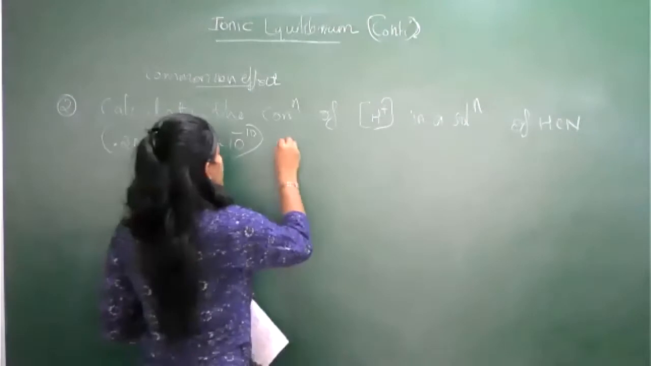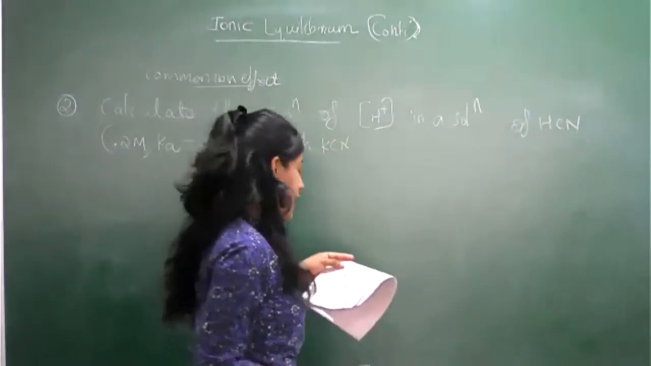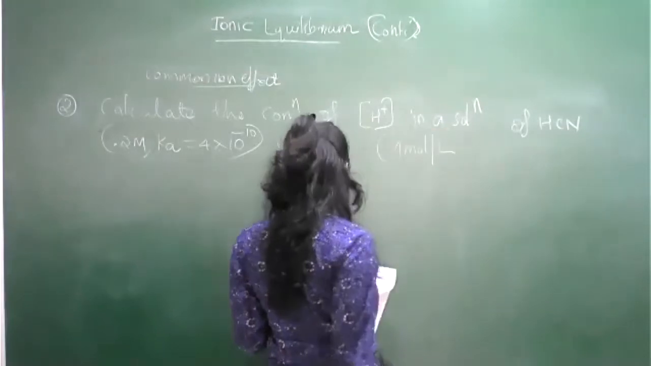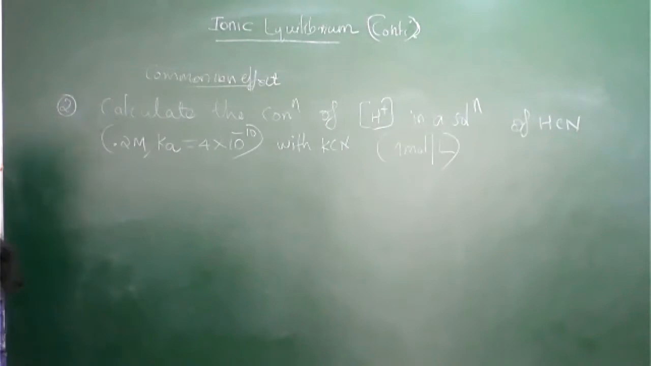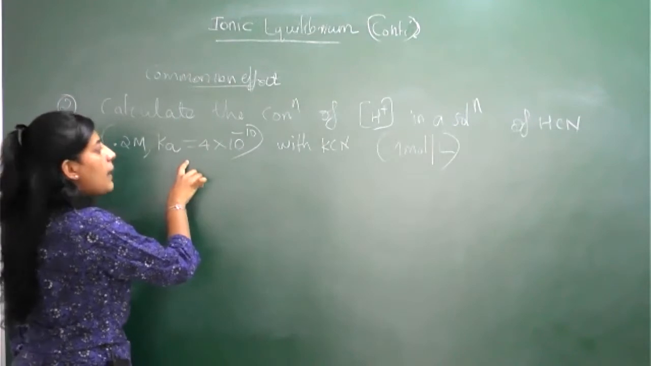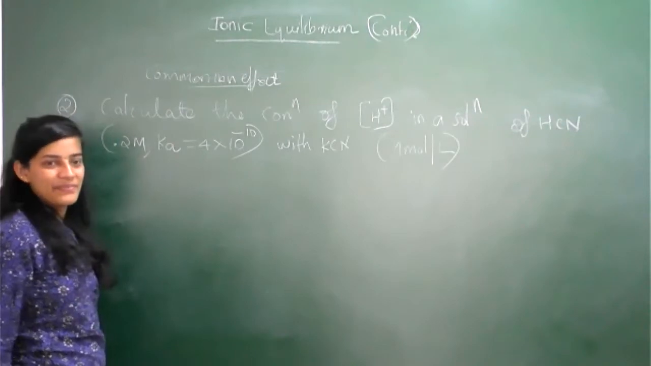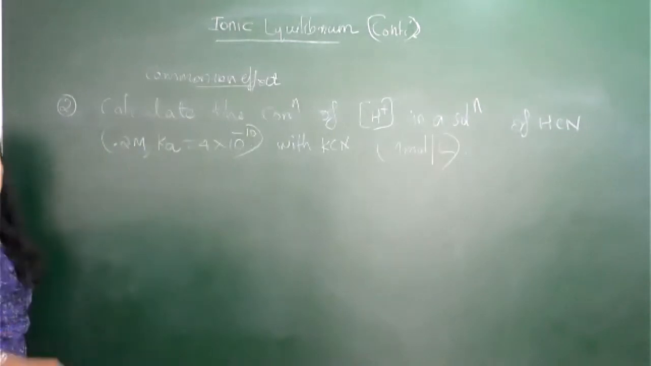Okay, with KCN, that is also provided, 1 mole per liter. This much information is given to you, students. Calculate the concentration of H plus ion in a solution of HCN having 0.2 molar, the K value is provided, with KCN 1 mole per liter. This much information you have. Then how will you find out H plus? Any idea?